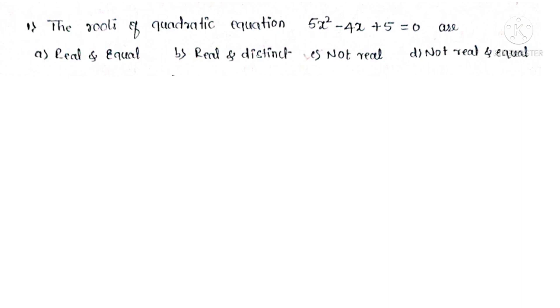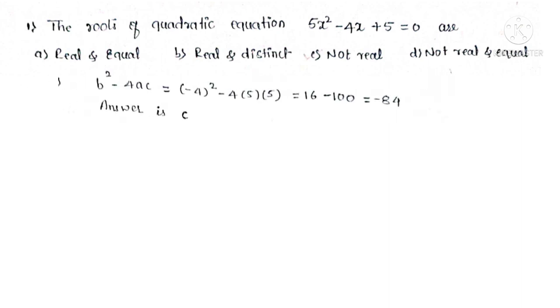Since this problem is based on the nature of the roots, we have to use the discriminant to solve it. Here the discriminant b square minus 4ac will be equal to minus 4 whole square minus 4 into 5 into 5, that is equal to 16 minus 100, that will be equal to minus 84. Since b square minus 4ac is lesser than 0, there are no real roots. In the options, the answer C is correct.